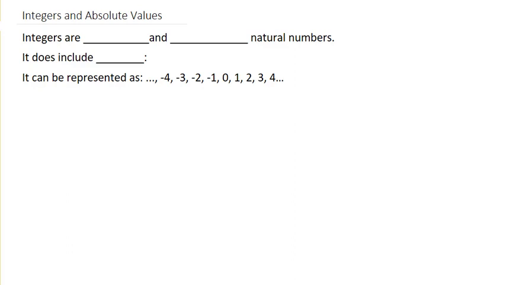Integers and absolute values. Integers are positive and negative natural numbers. It does include 0, and it can be represented as the following, where we have these dots to show that it can keep going more negative, like -5, -6, and continue. Or it can also go positive, like 5, 6, 7, and so forth. So let's look at a few examples now.